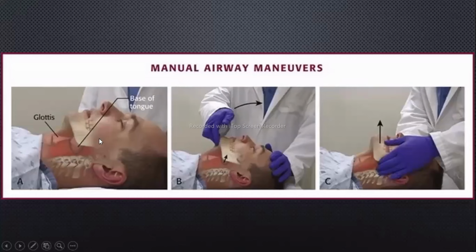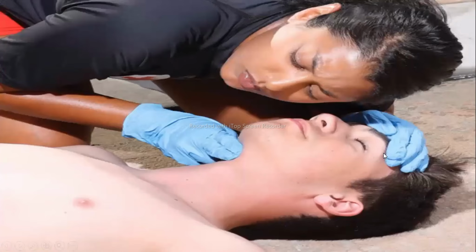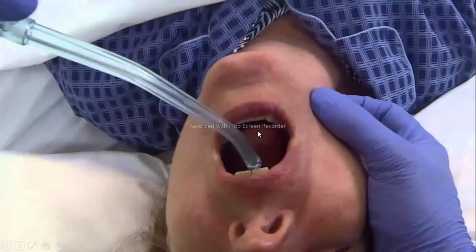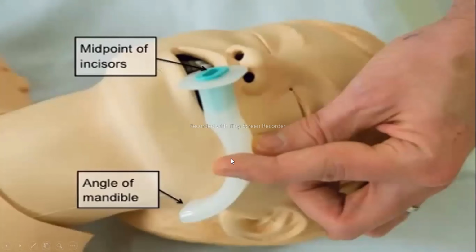Again, airway maneuvers: head tilt, chin lift. If the patient has trauma, it will be only jaw thrust. So this one is jaw thrust, this one is head tilt, chin lift, and jaw thrust is used if there is trauma. If the patient is not responding, you will look, listen, and feel. After that, open the airway. If you find any secretion or vomiting, suction it, then use a rigid oropharyngeal airway to keep the airway open.